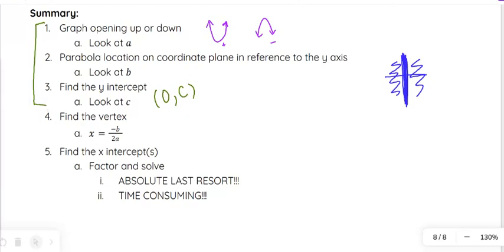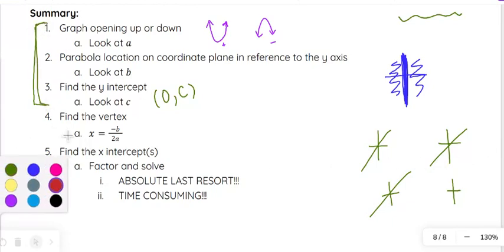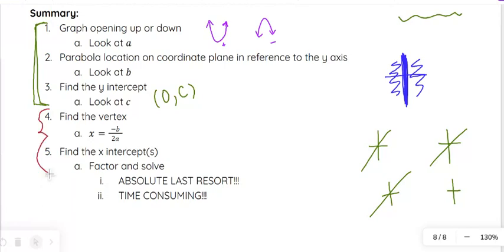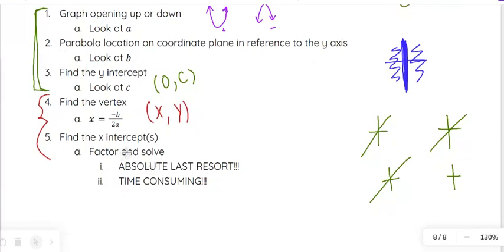Hopefully you would only need to use those 3 to determine the correct answer in a problem where we're given an equation, and you're trying to determine which of these graphs is correct, and you would rule out some of them based on what you know from these 3. Now, 4 and 5 are there as backups, but hopefully you would not need to use those. Finding the vertex, again, is finding x with negative b over 2a, and then y by plugging in that x. And the absolute last resort is factoring and solving, or if needed, the square root method and solving to find your x-intercepts.